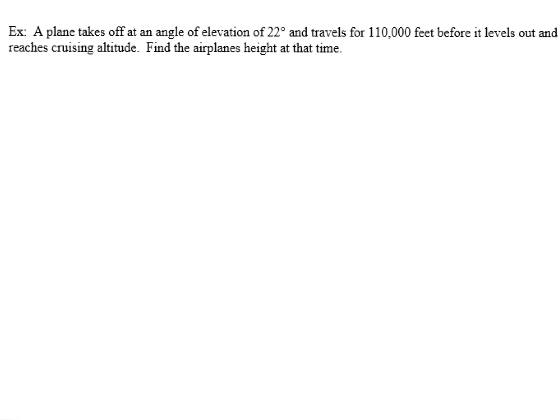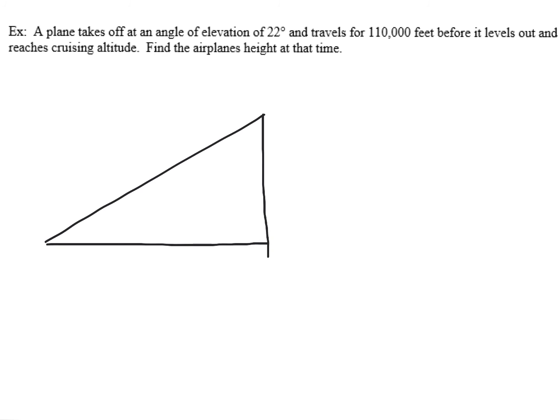All right, a couple of word problems to wrap up our review of a right triangle refresher, okay? A plane takes off at an angle of 22 degrees and travels for 110,000 feet. That's got to be a right angle. What is the height of the airplane? Okay.